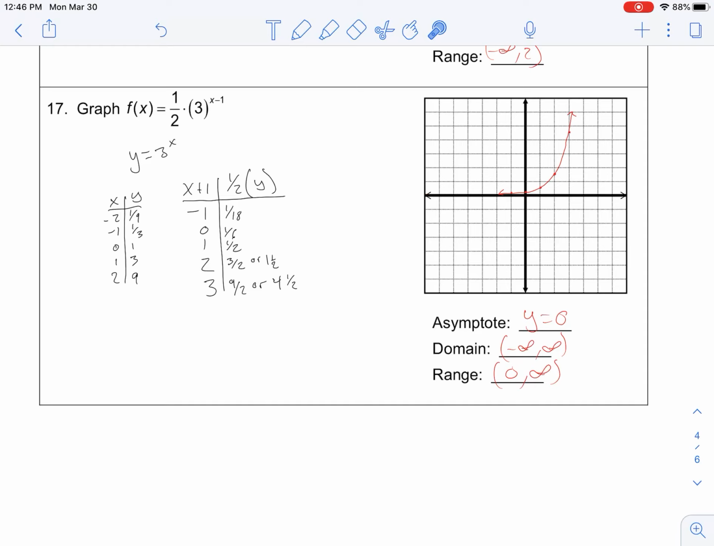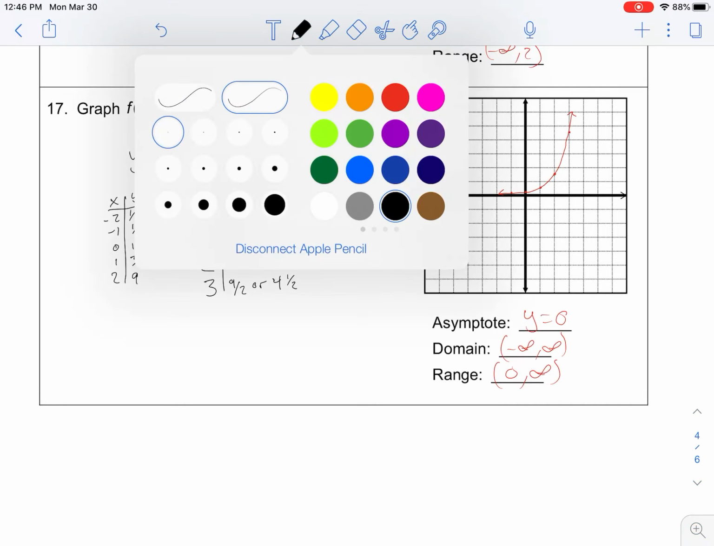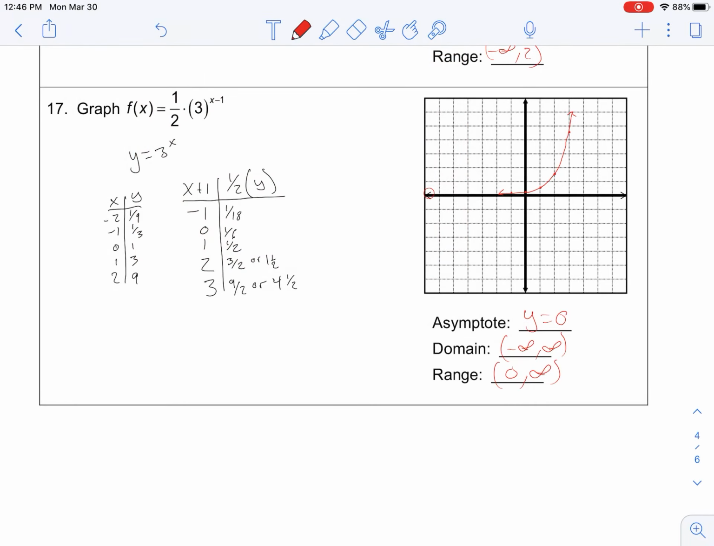And then our domain, I guess I don't have my asymptote written in there. Oops. So y equals 0. Our domain, we can go left for infinity. We can go right for infinity. So we can go negative infinity to positive infinity. We can go down, so our range, we can go down only to 0. We can go up for infinity, so 0 to infinity.